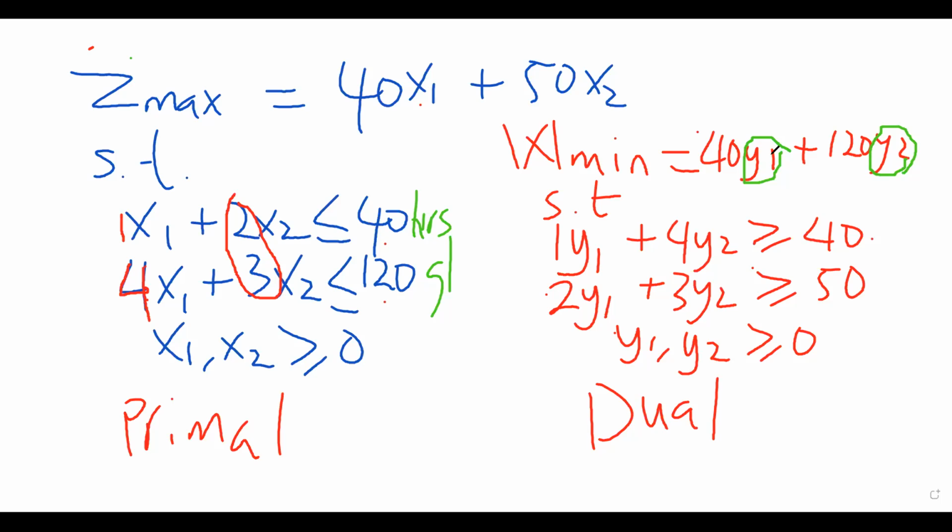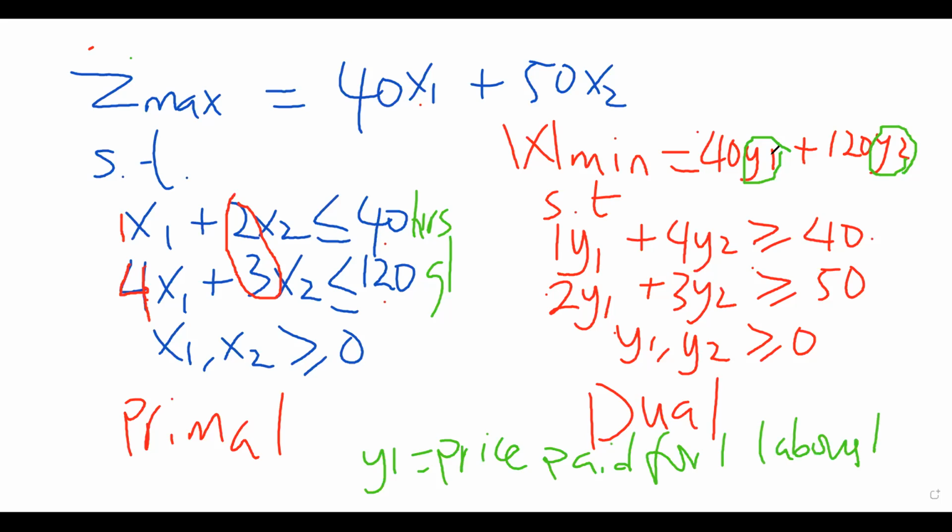So let me write it here. The Y1 is equal to the price paid for one labor hour used. The price you pay for that. So eventually, our goal in this minimization is to know the price. That's why the dual here means value, price. The value you attach.